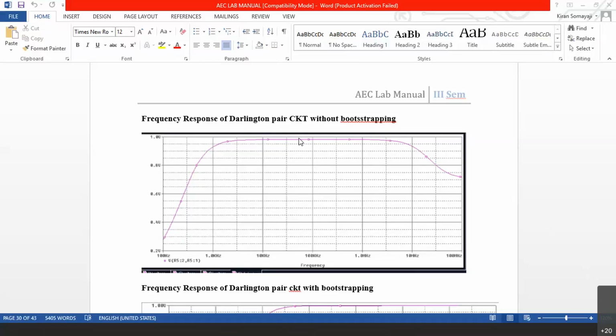Now what is bandwidth? It is the maximum voltage into 0.7. Let us say this is 1 volt, 1 volt into 0.7. We have to see where it is coming down. Here it is 0.6, here it is 0.7. It has not yet come down. So we can say slightly above 100 megahertz, it will touch 0.7. That way we can say the bandwidth of this circuit without bootstrapping is around 100 megahertz.